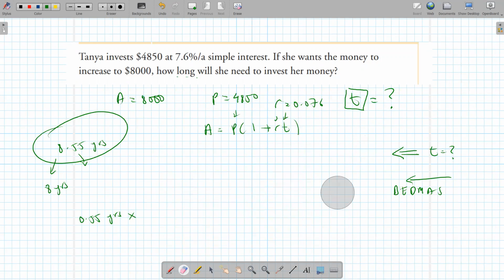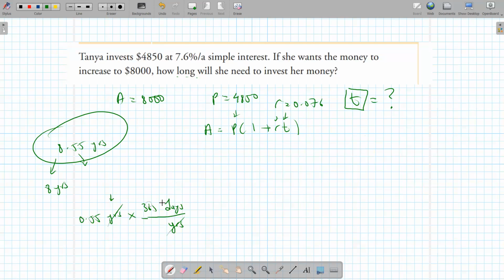I'm going to show you this idea of unit conversions again. We have years, and we don't want years, so we need to kill it off. Years go in the denominator because they cancel out. We're looking for days, so we introduce the days on top. The conversion factor is 365 days in 1 year. So you simply multiply 0.55 by 365, and you'll get 200 days, or 200.75 days. So for this to happen at these rates, it takes 8 years and 200 days.